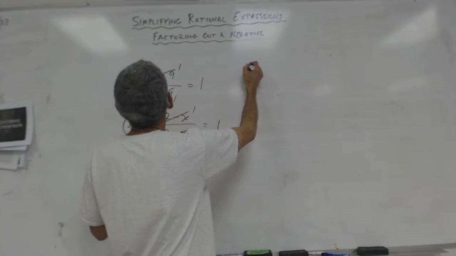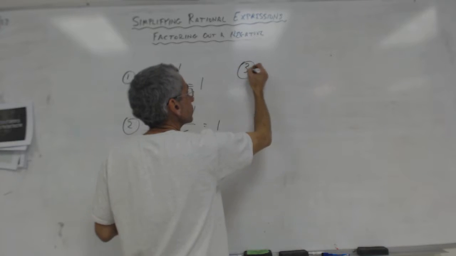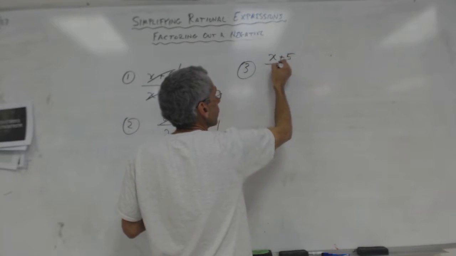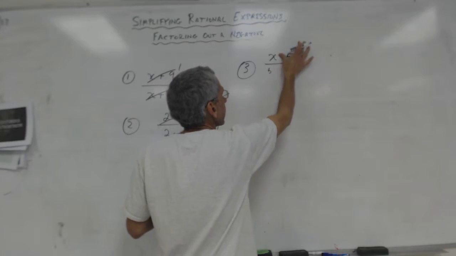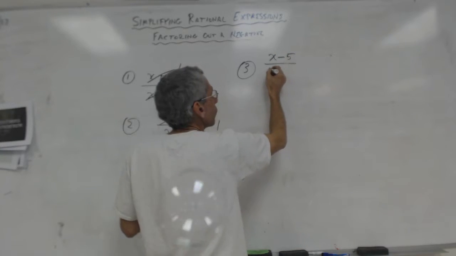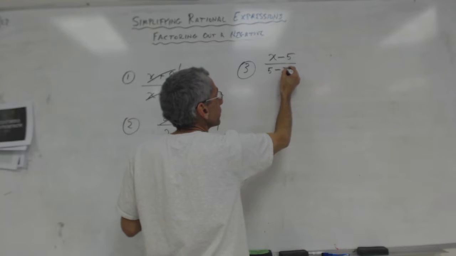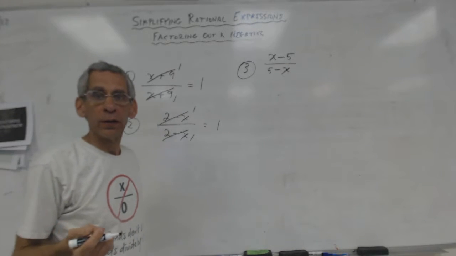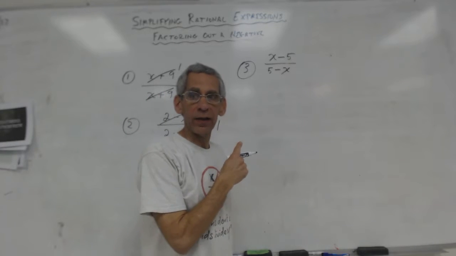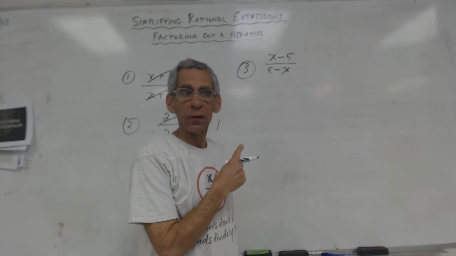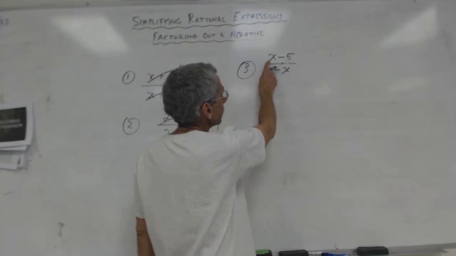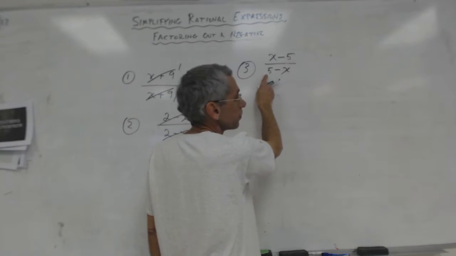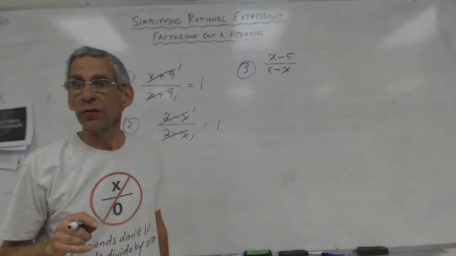Now what if I gave you this? x minus 5 over 5 minus x. Now that's a different story. Are they the same? No. They're not the same because x is positive here and negative here. 5 is negative here and it's positive here. So they're not the same.